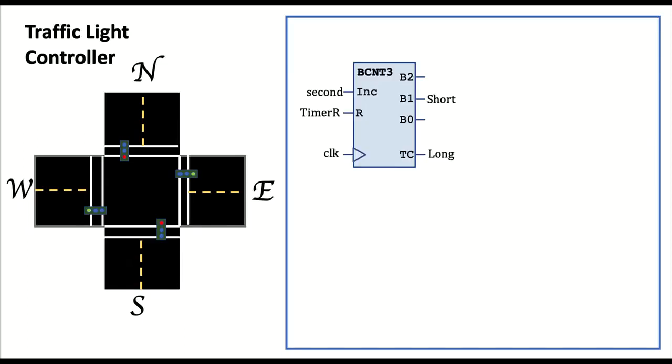So we need a timer. And for that, we're going to use just a simple 3-bit counter. We could make it more sophisticated and count at a higher resolution using a faster clock. But this is simple enough. So when bit 1 goes high, that's going to tell us that the short amount of time, this is for yellow lights, has expired. And TC will be for the long lights. So we're going to want to keep each green light on for a certain amount of time. Don't want it to just go on and off real fast.